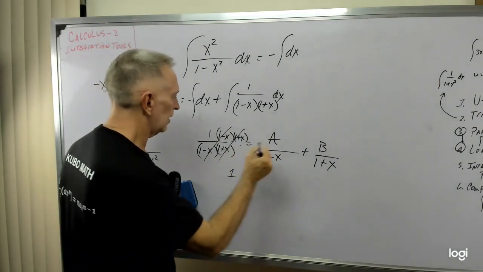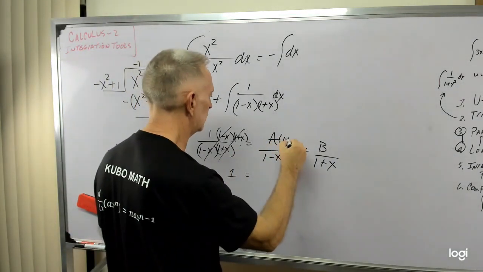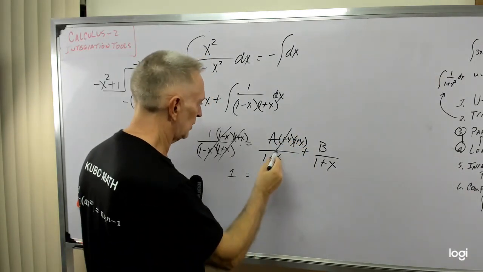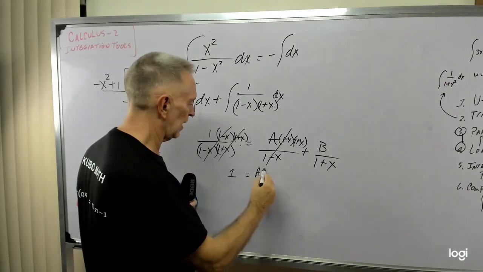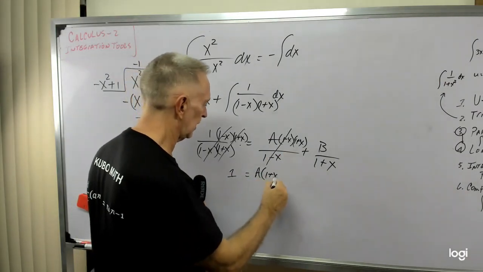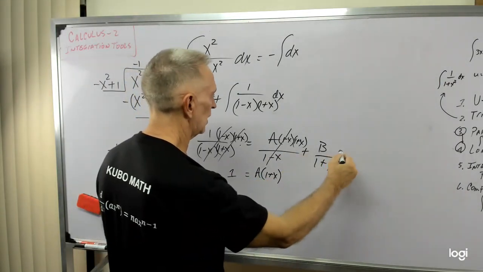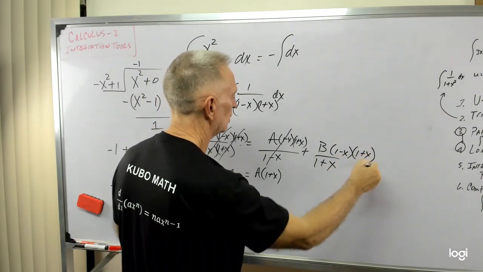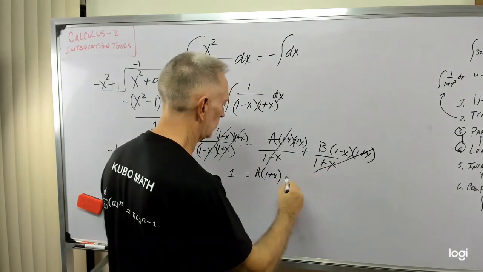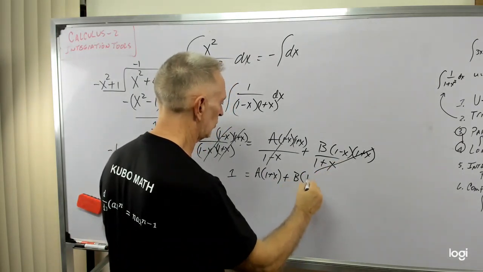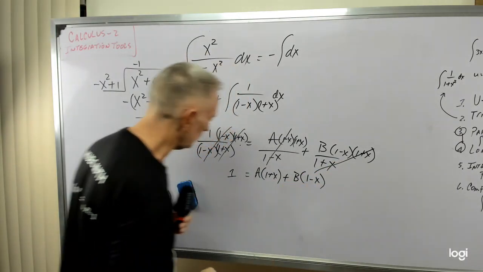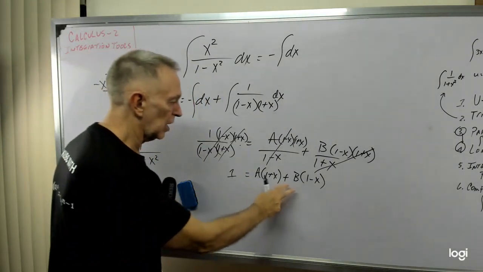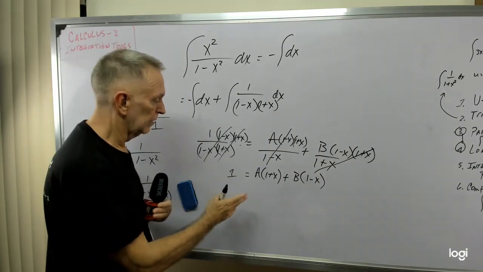And if I multiply 1 minus x, 1 plus x to this, the 1 minus x cancels and I'm left with a times 1 plus x. And I do the same here, 1 minus x, 1 plus x. The 1 plus x cancels and I end up with b times 1 minus x. Okay. Now I'm trying to solve for a and b.